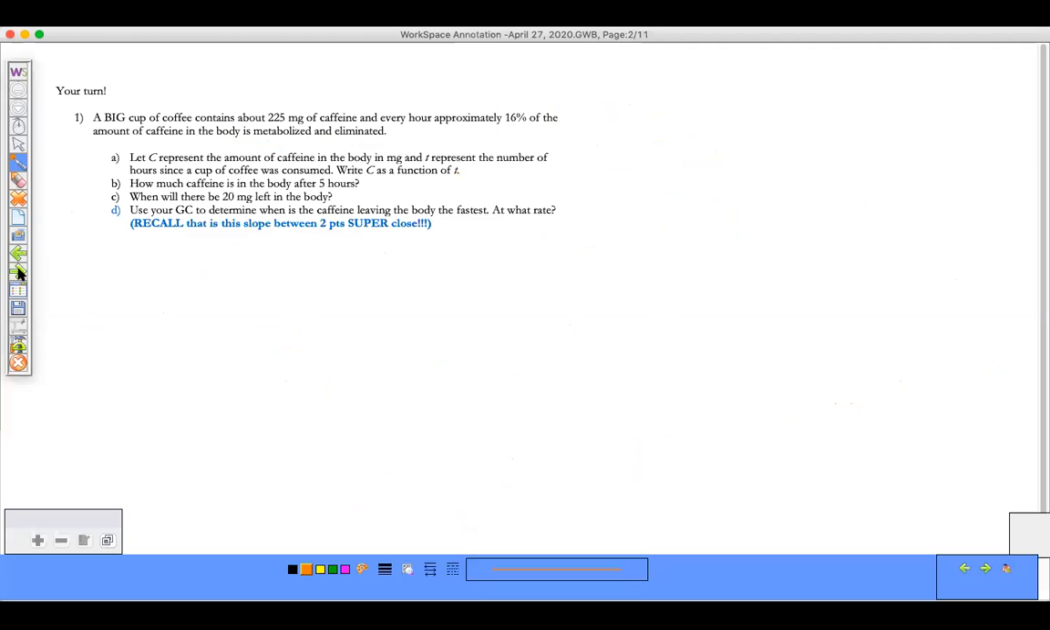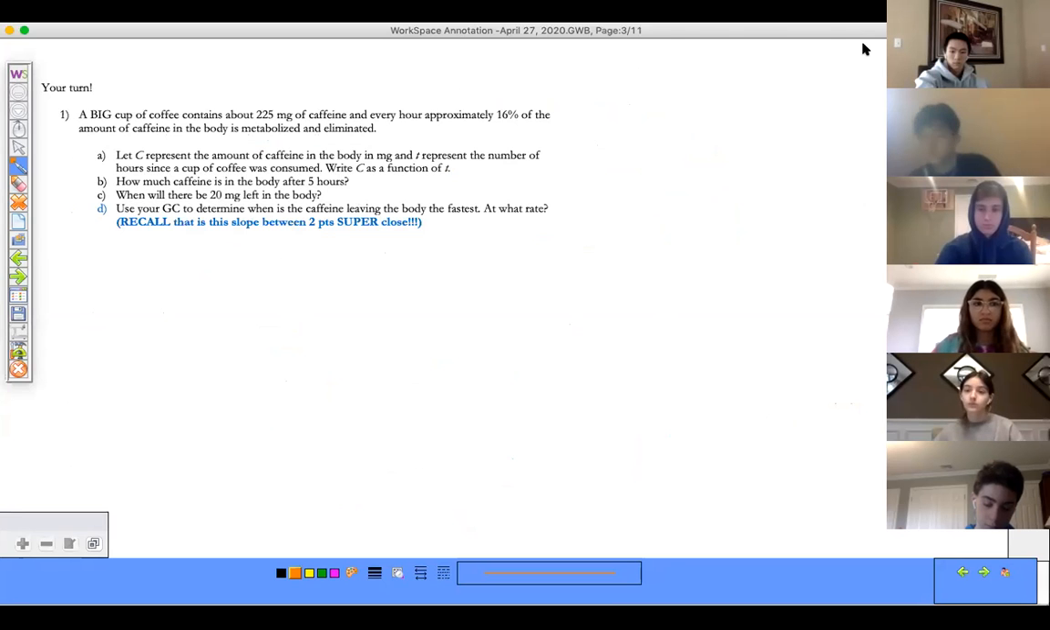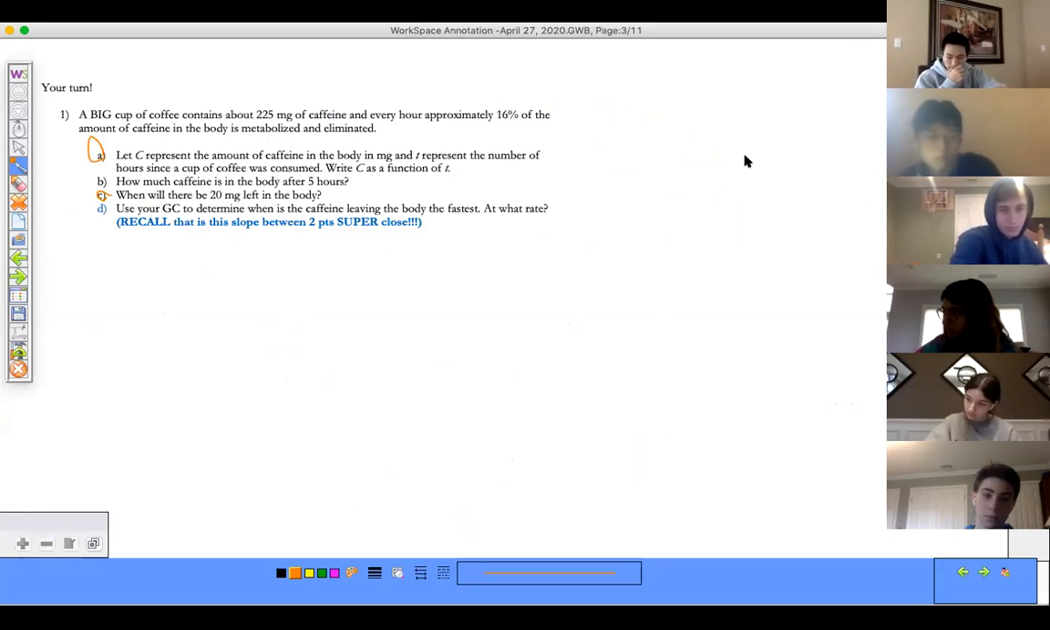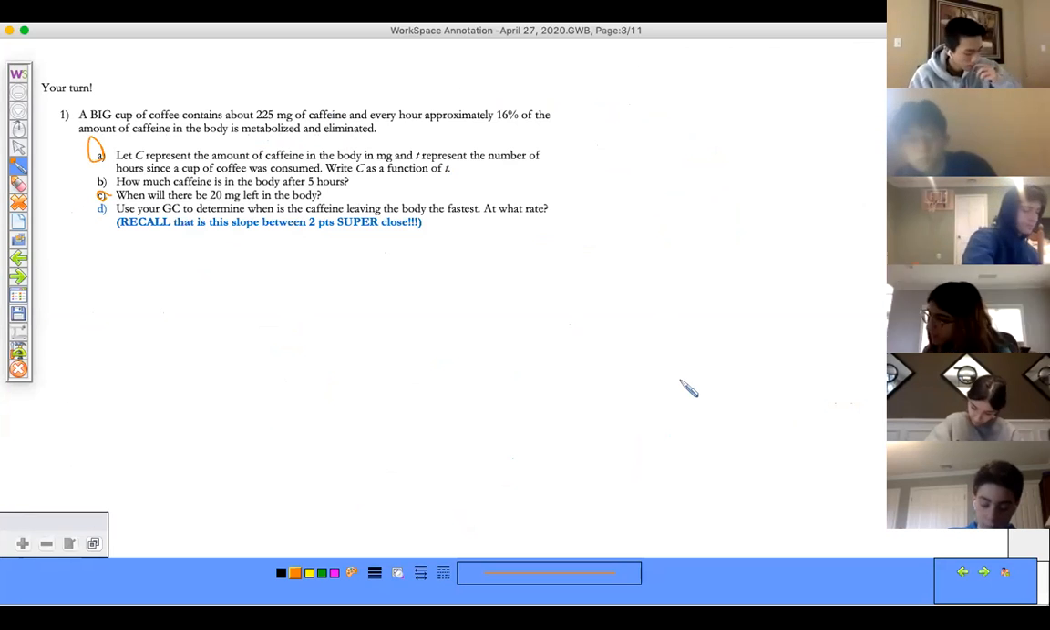Okay, so for you guys, the first thing I want you to do, can you all see my screen, yes or no? Can you all see that this is the cup of coffee one? Yes, okay. So let's get started on that by writing the function. And then I want you guys to jump down and do letter C after you figure out letter A, which you should probably already have, but then I want you to find out what letter C is.